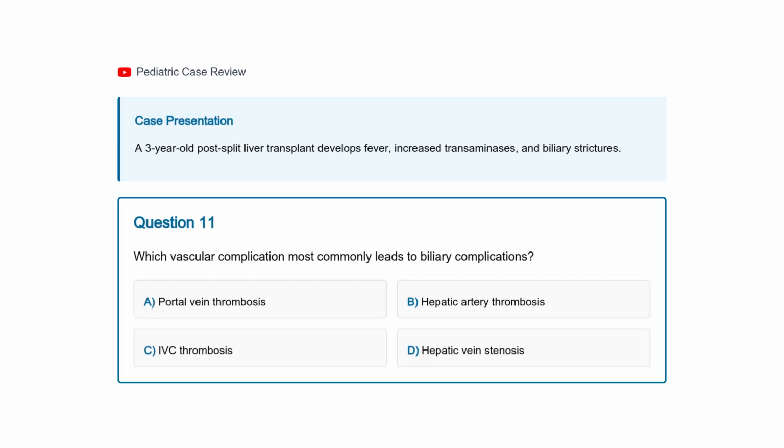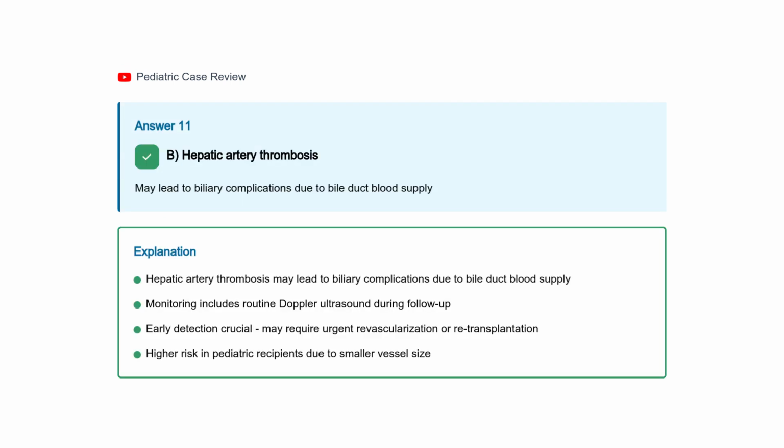A 3-year-old post-split liver transplant develops fever, increased transaminases, and biliary strictures. Which vascular complication most commonly leads to biliary complications? Option A, portal vein thrombosis. Option B, hepatic artery thrombosis. Option C, inferior vena cava thrombosis. Option D, hepatic vein stenosis. The correct answer is B, hepatic artery thrombosis.